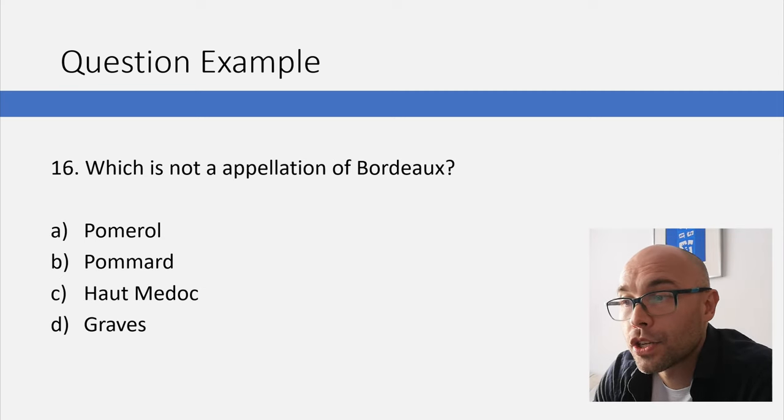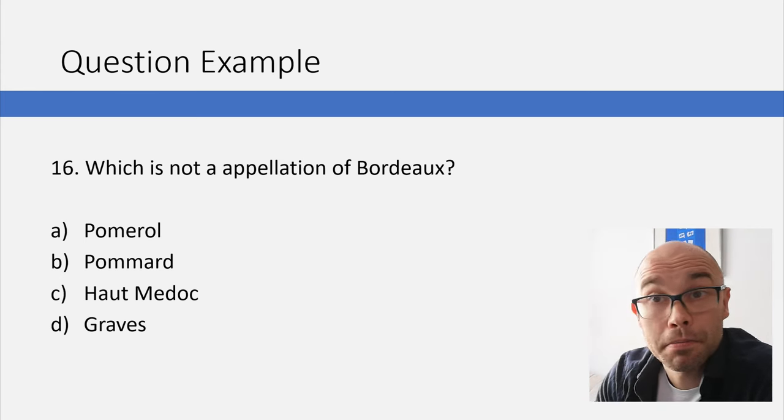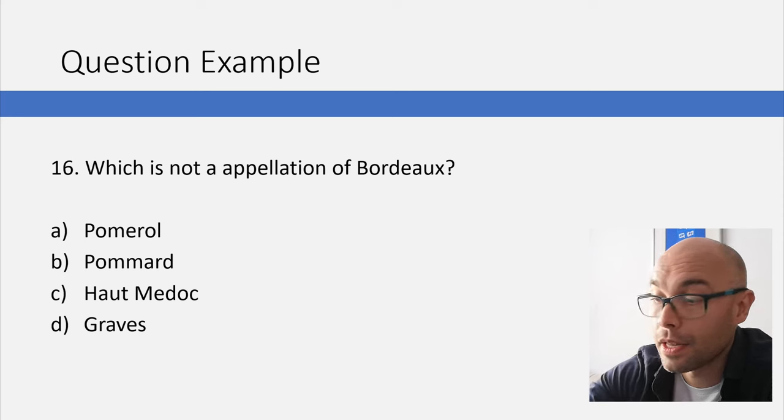Which is not an appellation of Bordeaux? Pomerol, Pommard, Médoc, Graves. The correct answer is B, Pommard. It's located in Burgundy.